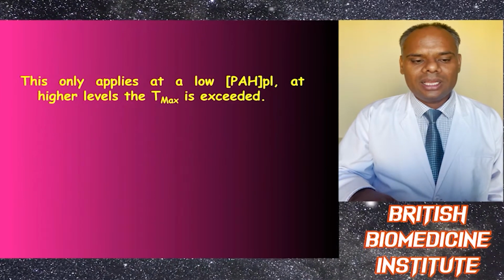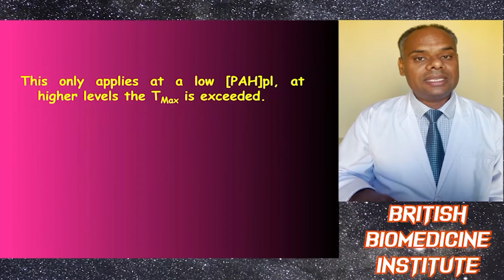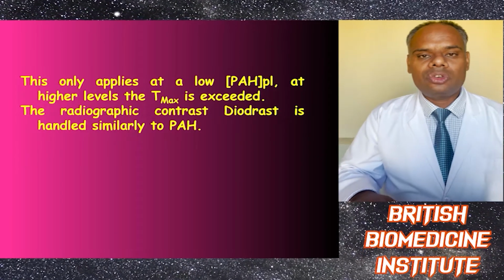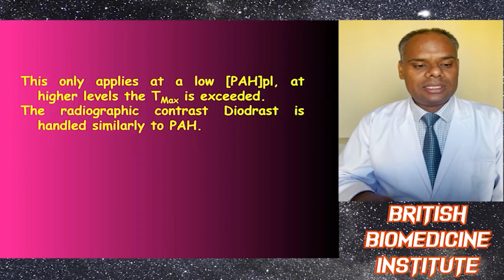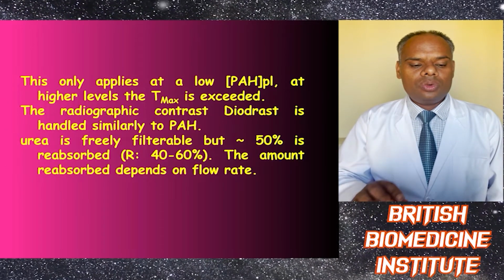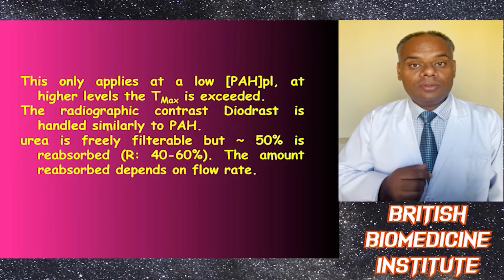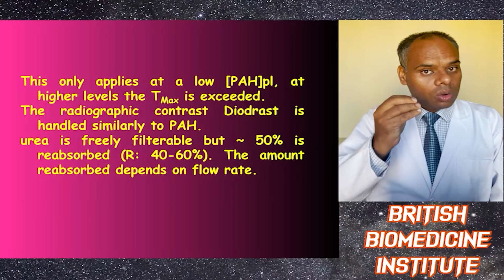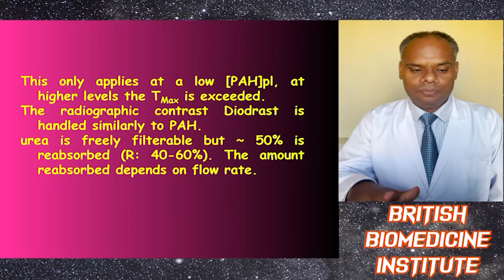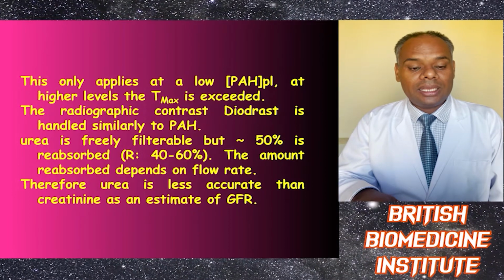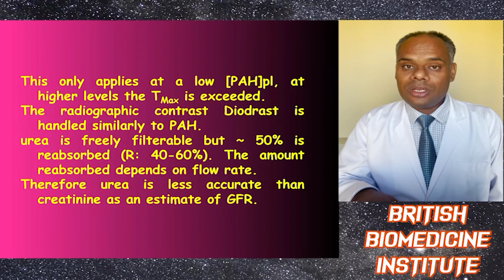This only applies to a low PAH. At high levels, Tmax is exceeded. The radiographic contrast diodrast is handled similarly to PAH. Urea is freely filterable, but 50% is reabsorbed, and the amount reabsorbed depends on the flow rate. Therefore, urea is less accurate than creatinine in an estimate of GFR.